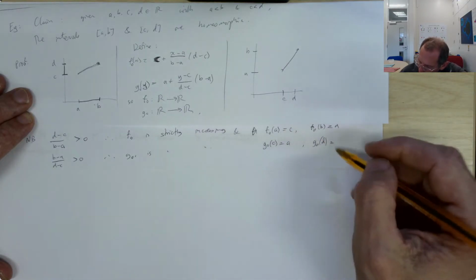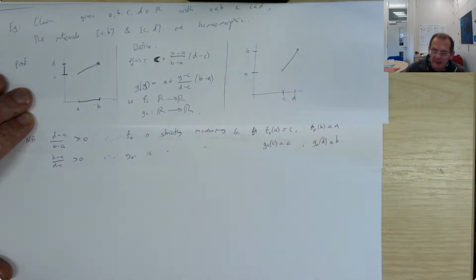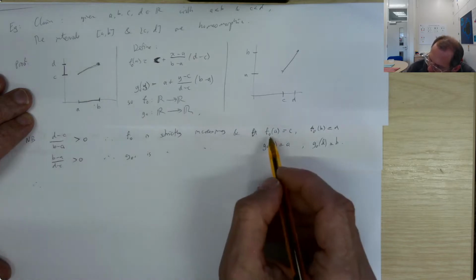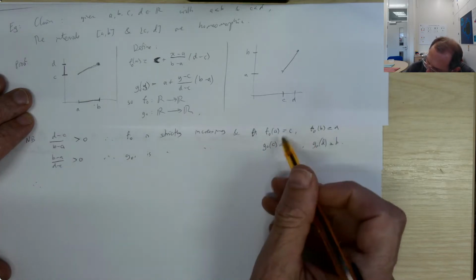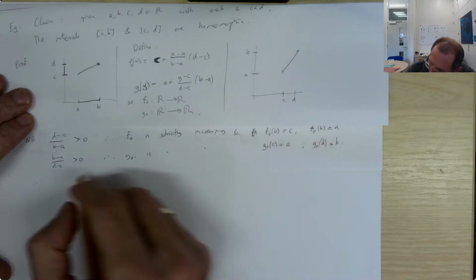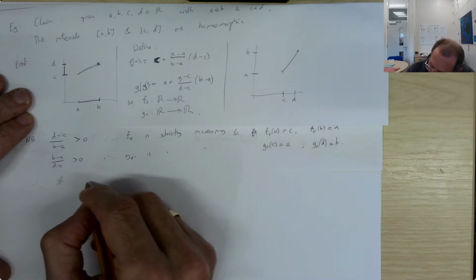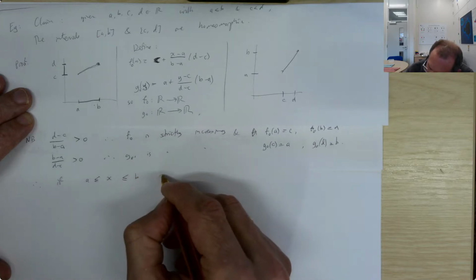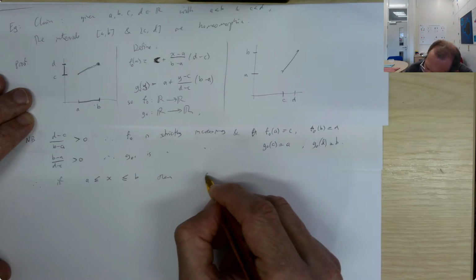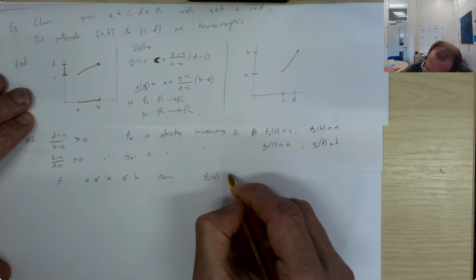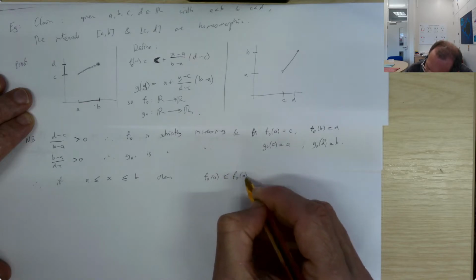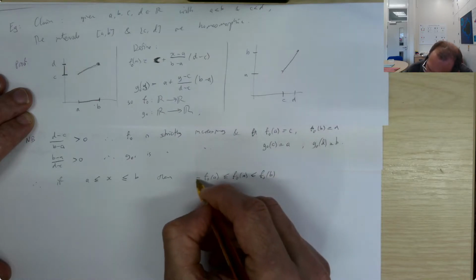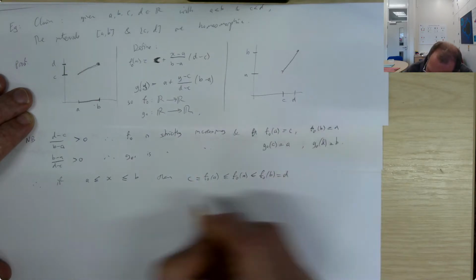So g naught, and similarly d naught of g is equal to b. Okay, so these things are all easy to check. And so because f naught is strictly increasing and takes these values here, if a is less than or equal to x less than or equal to b, then f naught of a is less than or equal to f naught of x, less than or equal to f naught of b, and this one was c and this one was d.